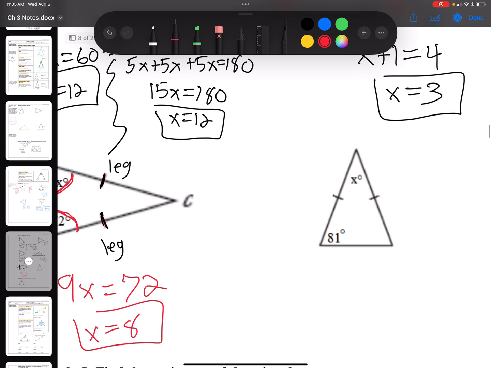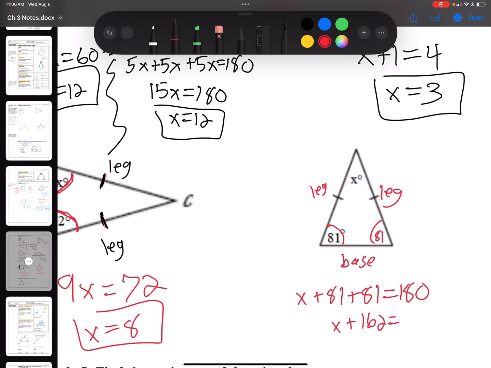In this triangle, I see it has two equal sides. Those are the legs. The non-equal side is the base. And remember, the base angles in an isosceles triangle are congruent. So if that's 81, this is going to be 81 as well. So my equation is going to be x plus 81 plus 81 equals 180. Again, all three angles on the inside of a triangle add up to 180. Combine your like terms. 81 and 81 is 162. Then all I need to do now is subtract both sides by 162, and you'll get x equals 18.